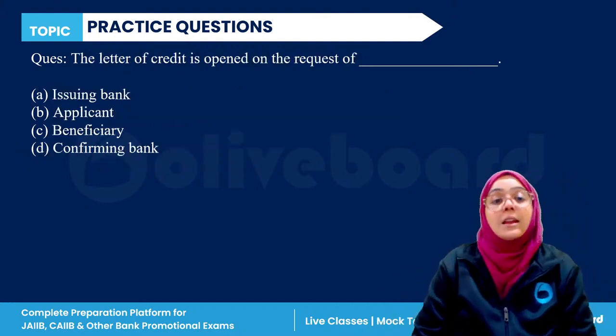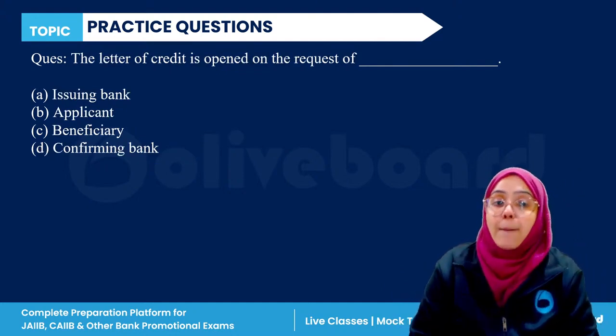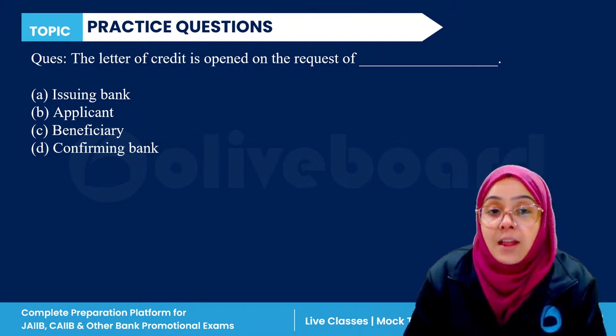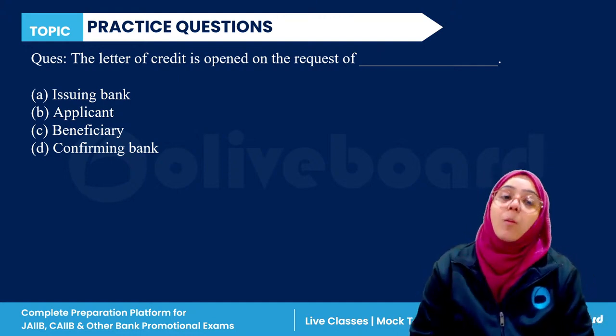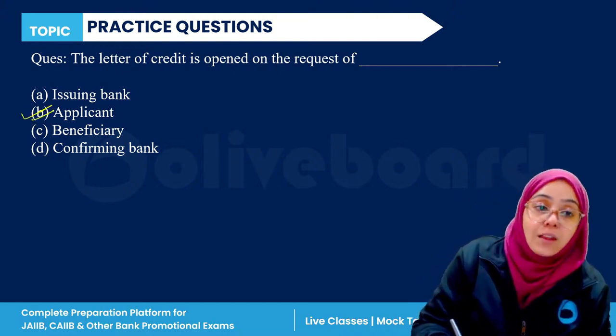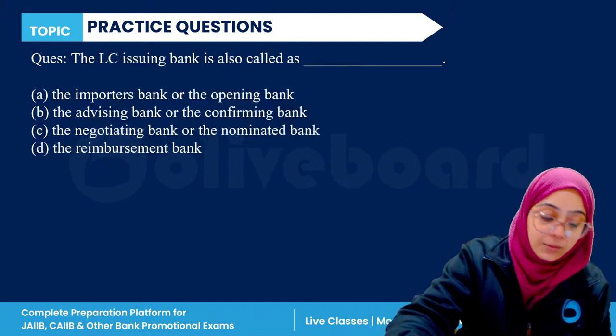Next question. The letter of credit is opened on the request of the issuing bank, applicant, beneficiary, or confirming bank. So, the letter of credit is actually opened on the request of whom? Everyone, it is opened on the request of the applicant. B is the correct answer, right?